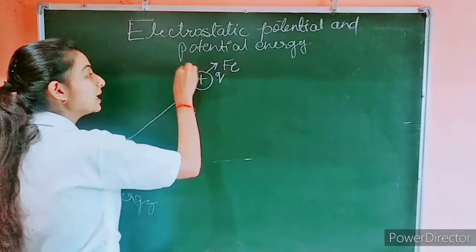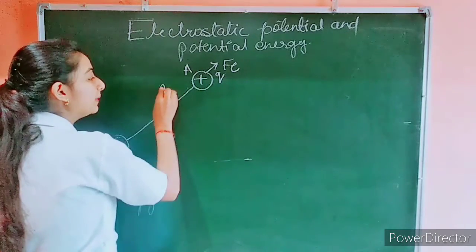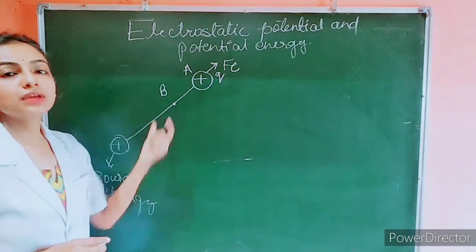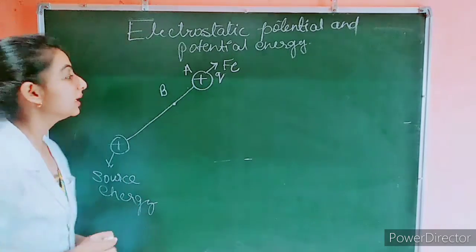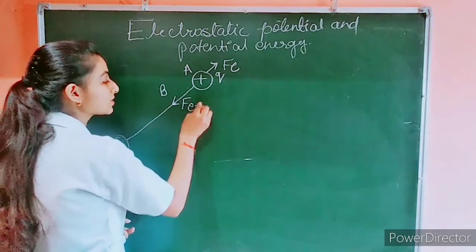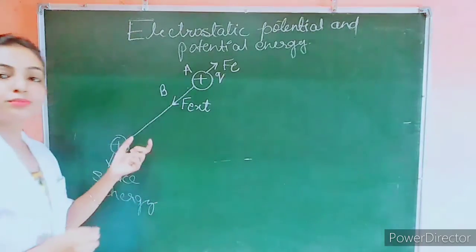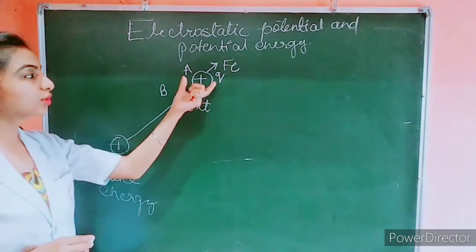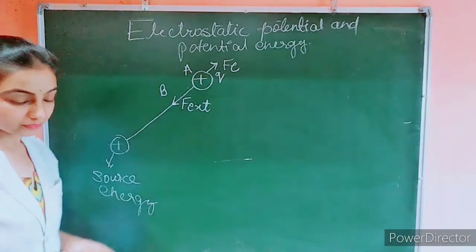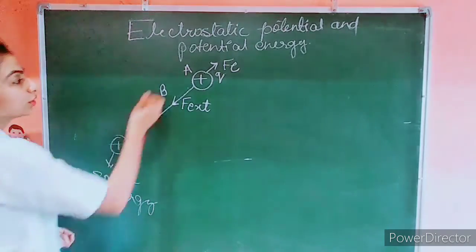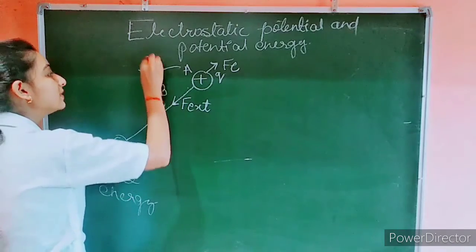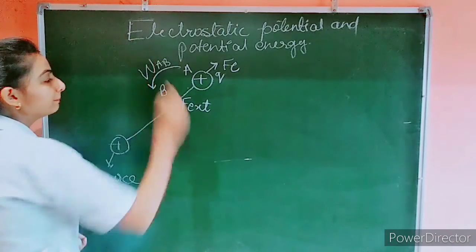Now this is point A, and if we consider point B here, then to move from point A to B we have to do some work, and some force will be applied that we call the external force. So some external force will be applied to move the charge from A to B. Now the work done in bringing a charge from A to B is W A to B.